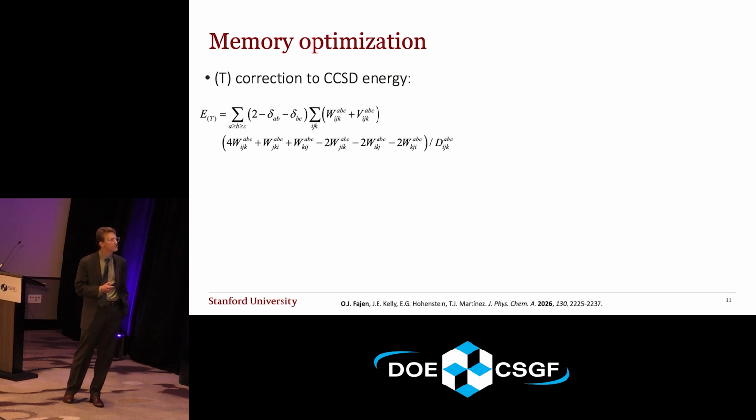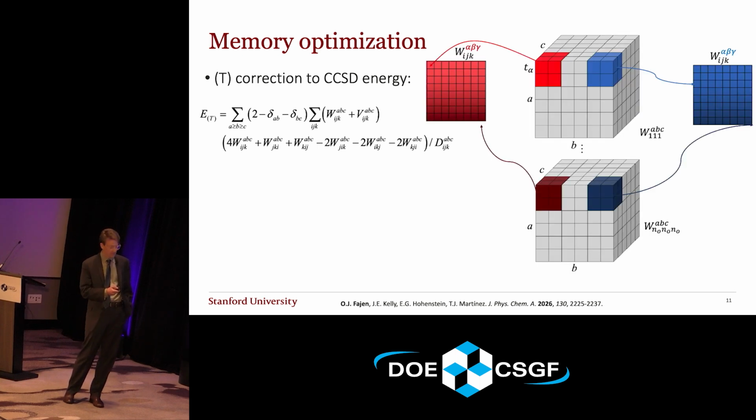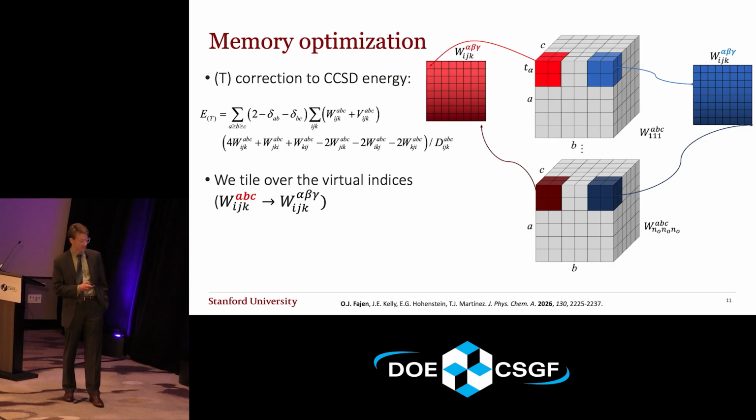And so the strategy that we employ is basically viewing this W tensor, for instance, as a stack of cubes. So the index running along the stack is ijk, and within the cube, we have A by B by C. And we want to tile over A, B, and C. So these are the virtual indices, or the unoccupied orbitals in our reference. And the reason we want to do this is that the virtual subspace is going to scale much worse with system size than the occupied subspace.